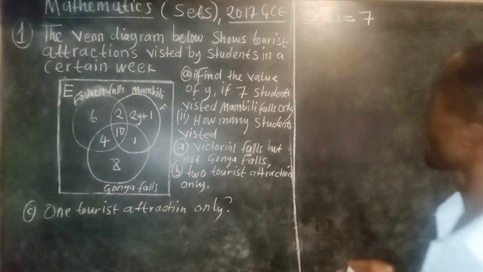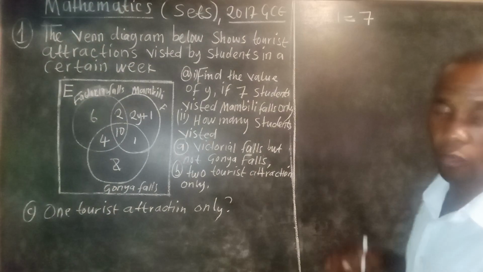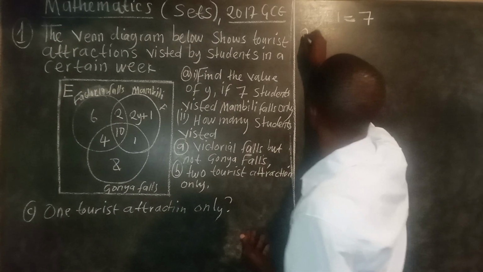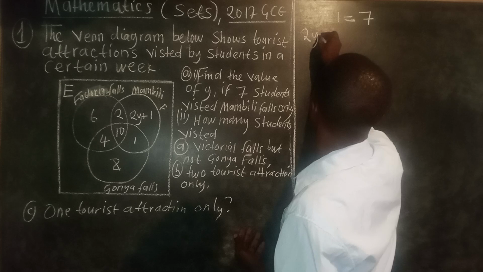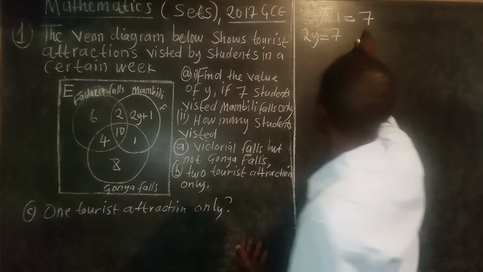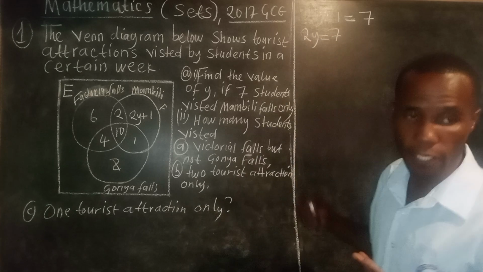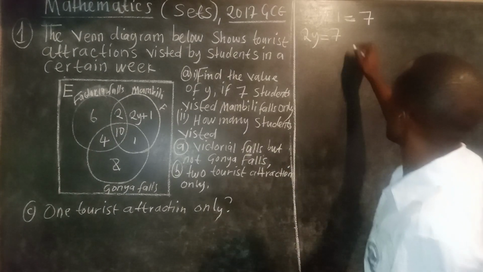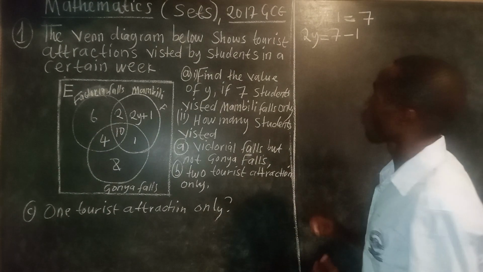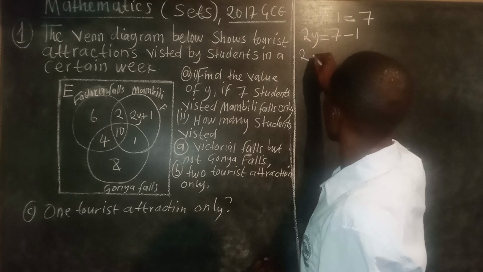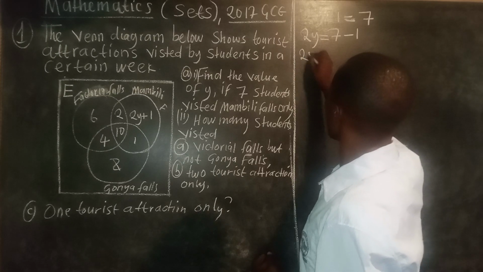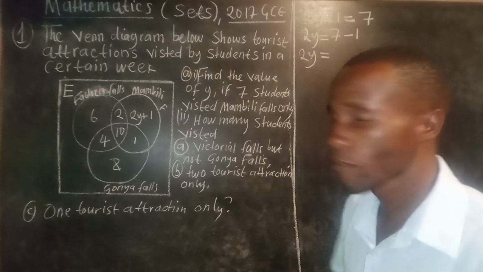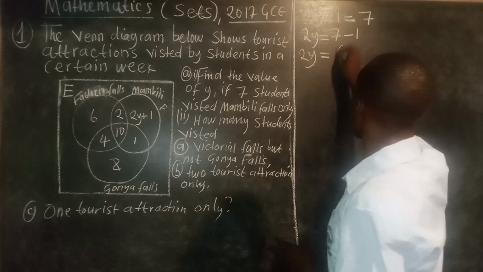We are just going to follow simple steps for a linear equation. Here what we are going to do is collect the like terms as usual. You write 7, then this one is positive. The moment it crosses an equal sign, it will become negative, so it will be minus 1. Then from there, we continue. 2y is equal to 7 minus 1. The answer is 6.